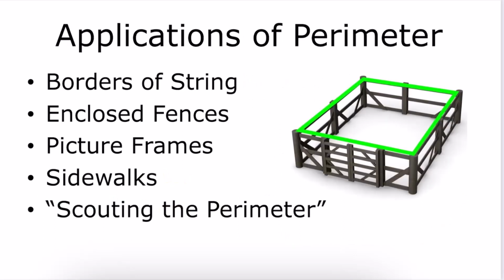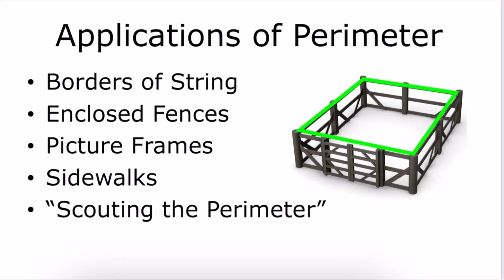Some of the different applications that you can use in your word problems are things like, if I want to put a string around the outside, how long should my string be? Because a string is a one-dimensional measurement. You could talk about fences enclosing a pasture like I did in that last one. You can do picture frames, like how much wood do I need to frame around the outside of a picture? You could do sidewalks around a neighborhood.